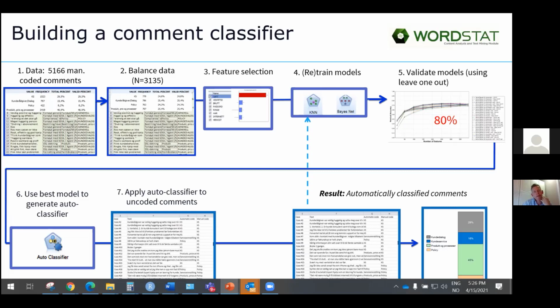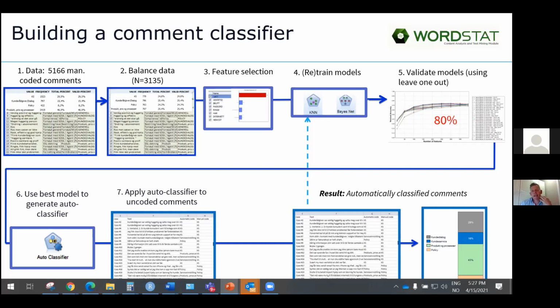Because let's say you had 5,000 of these pre-classified messages, and 4,950 of those were about the customer agent. Then the model will be great at putting a message into the customer agent box, but it will be really bad at categorizing the other categories because it didn't have enough training data. So we reduce the data set, and we have an equal amount of training cases for each of these categories. That's the first thing.